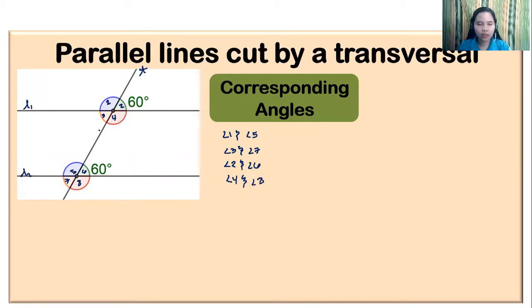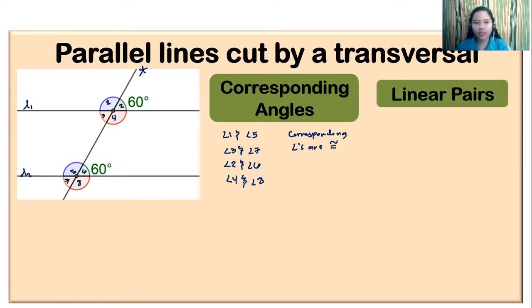As you can see, angle 2 and angle 6 have the same measure, because corresponding angles are congruent. Always remember that the corresponding angles are congruent. Next. How about linear pairs?